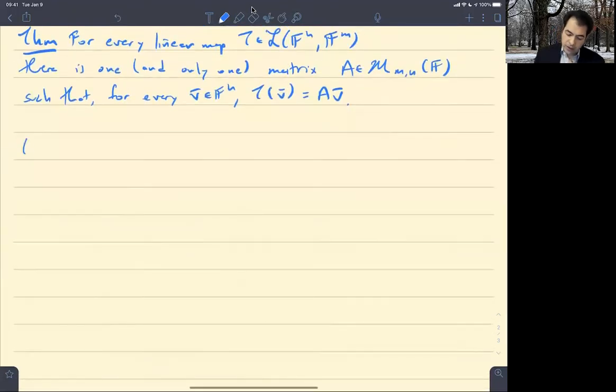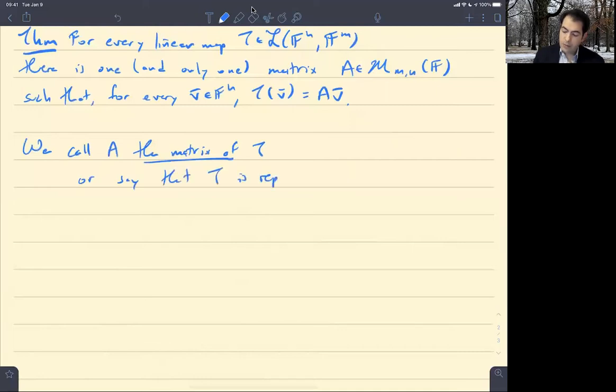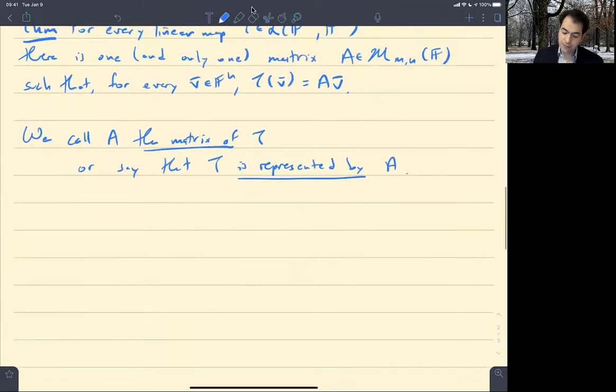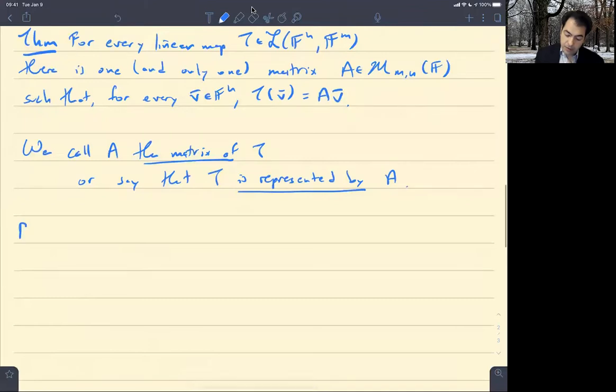Right? So in this setting, we call A the matrix of T, or we say that T is represented by A. Okay. Now the proof turns out to be very quick.